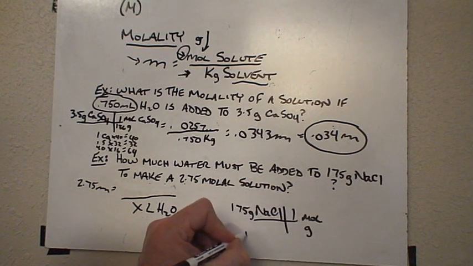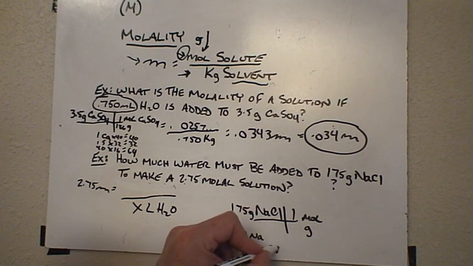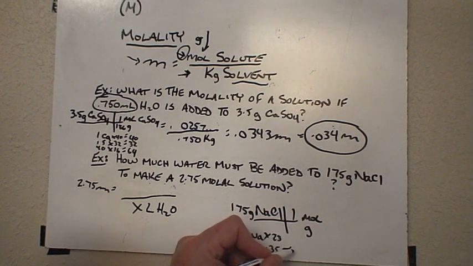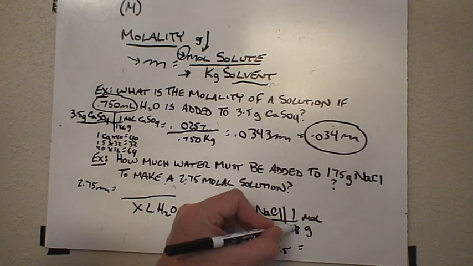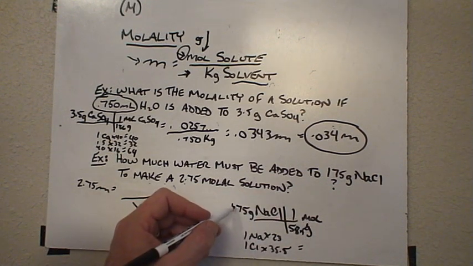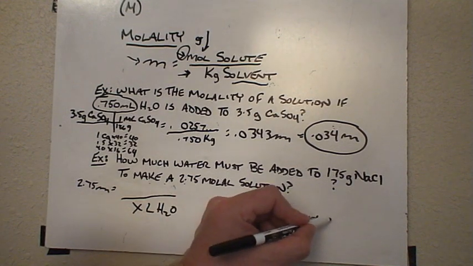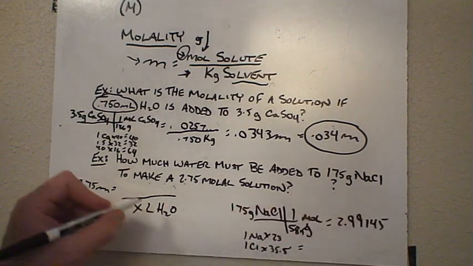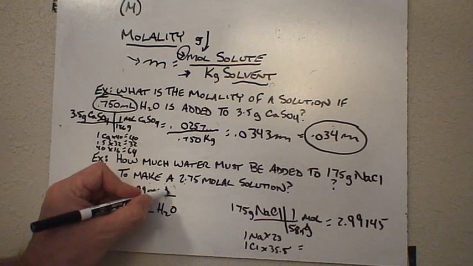1 mole, so we have 1 sodium, and I have 1 chlorine. Chlorine is 35.5. Sodium is going to be 23. And so if I add that up, 23 plus 35.5, that ends up being a final mass of 58.5 grams. So I take 175 divided by 58.5. I ended up with an answer of 2.99145. Now, that's how many moles of sodium chloride.